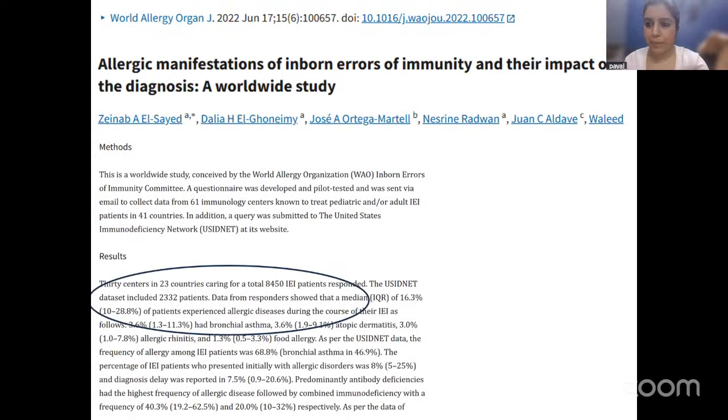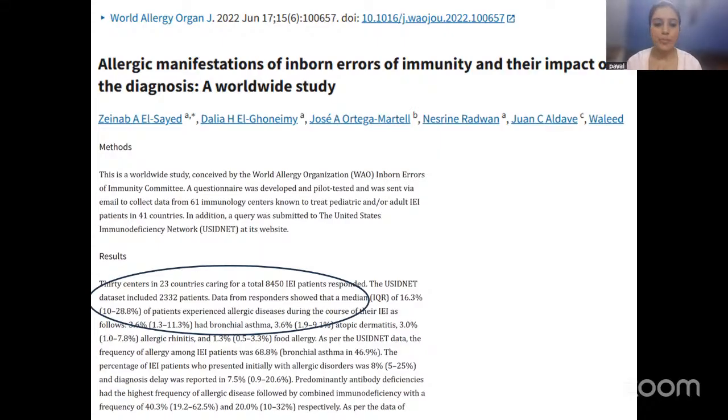So I had this paper which was published a couple of years ago, and this was one of the largest worldwide studies, done by the World Allergy Organization, where they took into account 23 countries together and looked at 8,450 patients with inborn error of immunity. What they saw was that, on a mean, around 16.3% of patients were being diagnosed or were being treated for allergies.